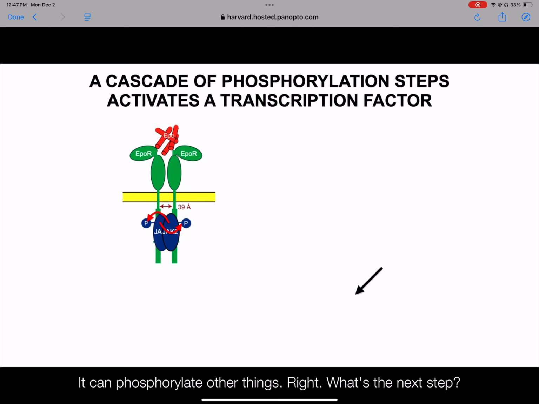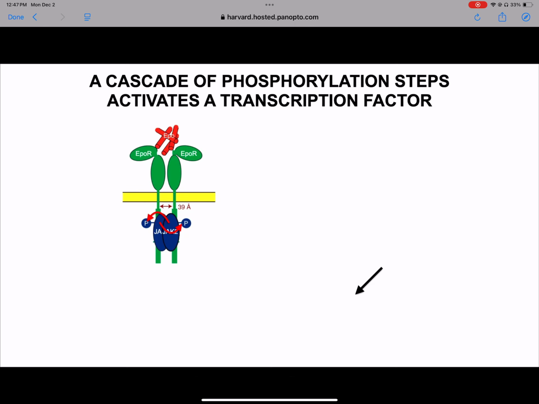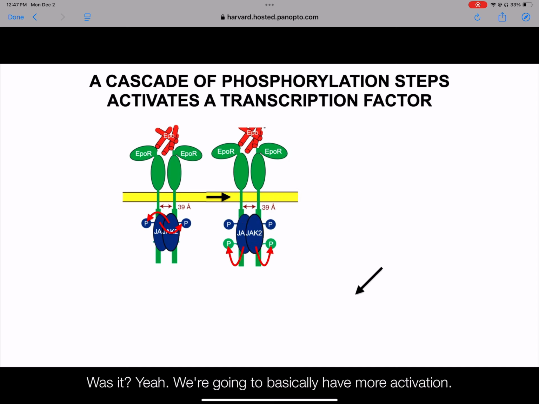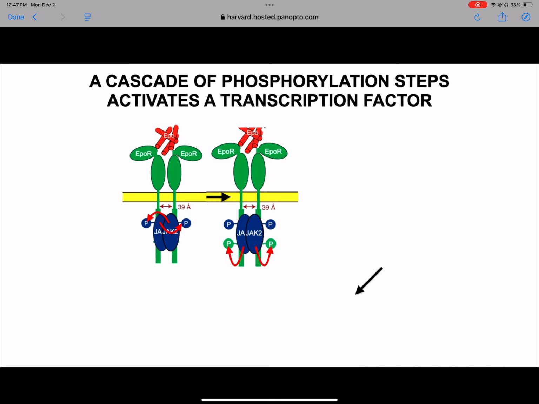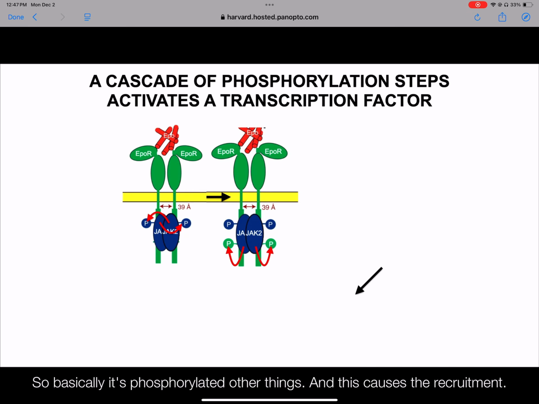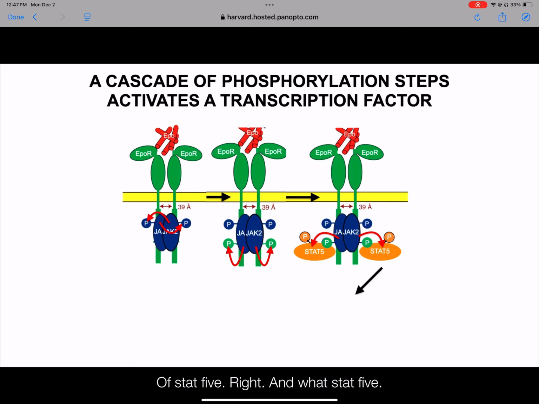Okay. What's the next step? What happens after this trans-autophosphorylation? What do we do now? Yeah, we're going to have more activation, right? So we're going to have more phosphorylations, okay? This kinase is now active, it can phosphorylate other nearby residues, okay? So it's phosphorylating other things, and this causes the recruitment of STAT5, right?